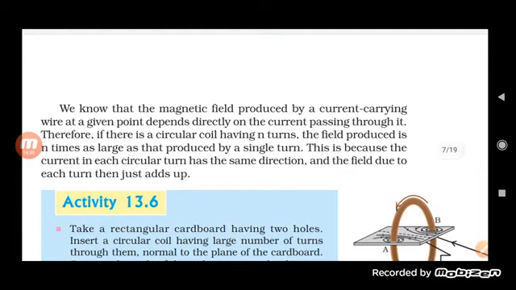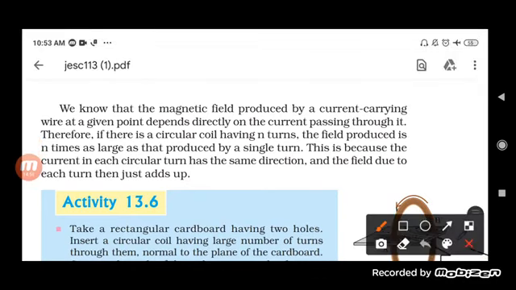Now there is a point that we should remember: the magnetic field produced by a current carrying wire depends directly on the current passing through it, and if there is a circular coil having n turns, the field produced is n times as large as that produced by a single turn. You see, the magnetic field produced depends on the current passing through it. The more the current, the more the magnetic field produced. And if the number of circular coils is more, the field produced will also be very large, right?